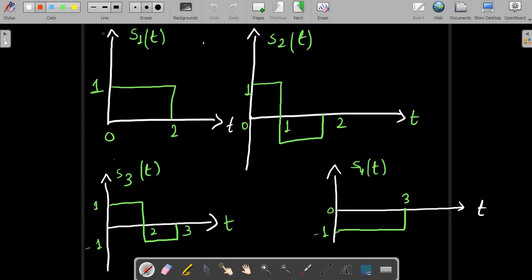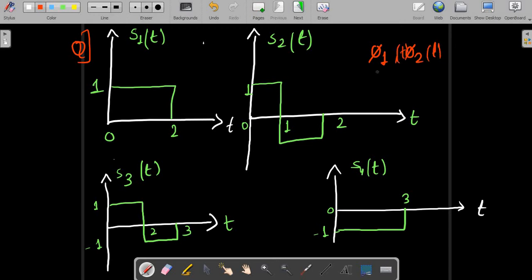So we are given four signals S1(t), S2(t), S3(t), and S4(t). You can see all four waveforms. The question is to find our orthonormal basis. So in short, we need to find phi1, phi2, and so on.